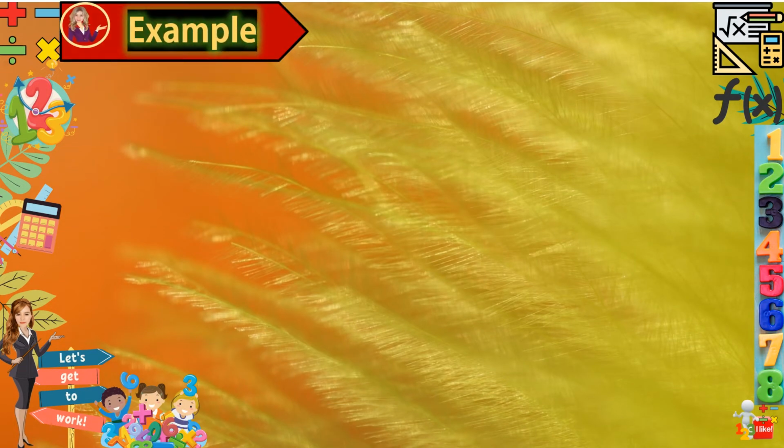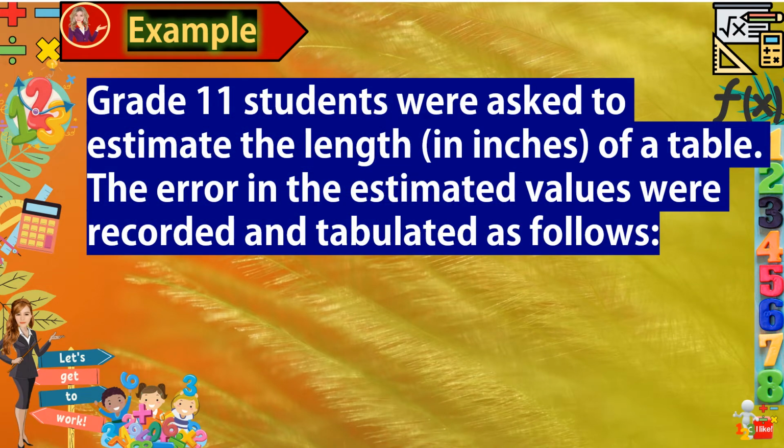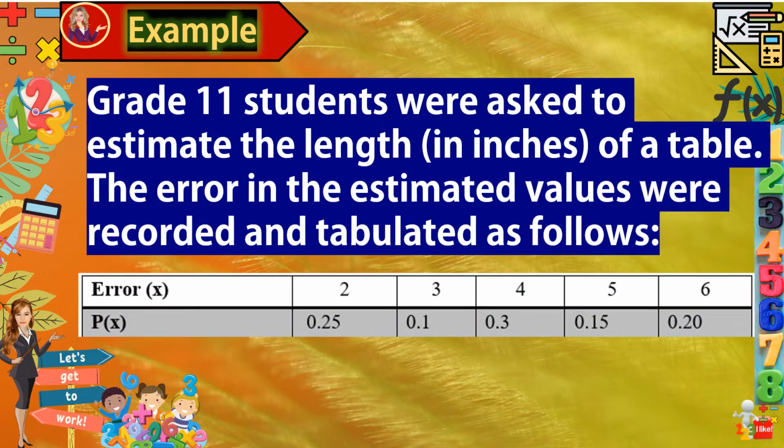Let us now apply the given mean. Grade 11 students were asked to estimate the length in inches of a table. The error in the estimated values were recorded and tabulated as follows. For the error, we have values 2, 3, 4, 5, and 6. Corresponding to their probability, p of x, we have 0.25, 0.1, 0.3, 0.15, and 0.20.